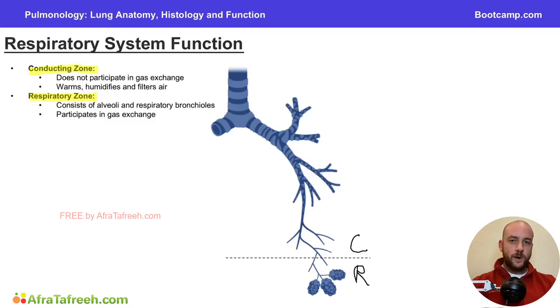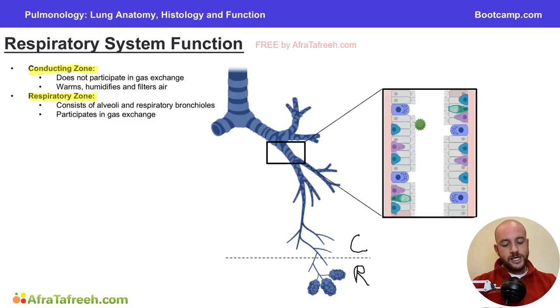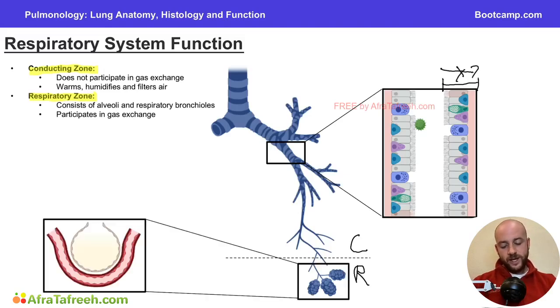The reason the conducting zone cannot participate in gas exchange is because it has a very thick epithelial layer, so thick that gas cannot pass through it, whereas the respiratory zone has a very thin wall. And so it does allow for gas to be exchanged from the respiratory system to the blood, and from the blood to the respiratory system.